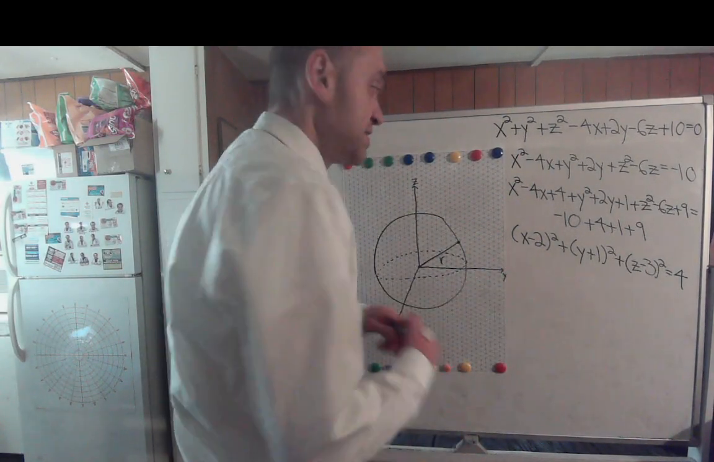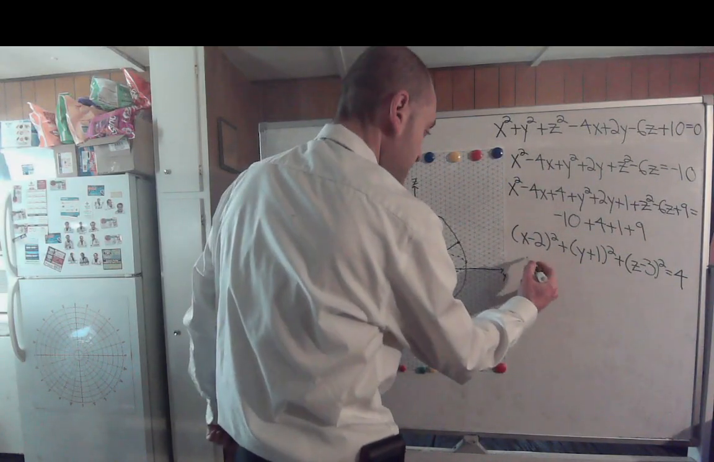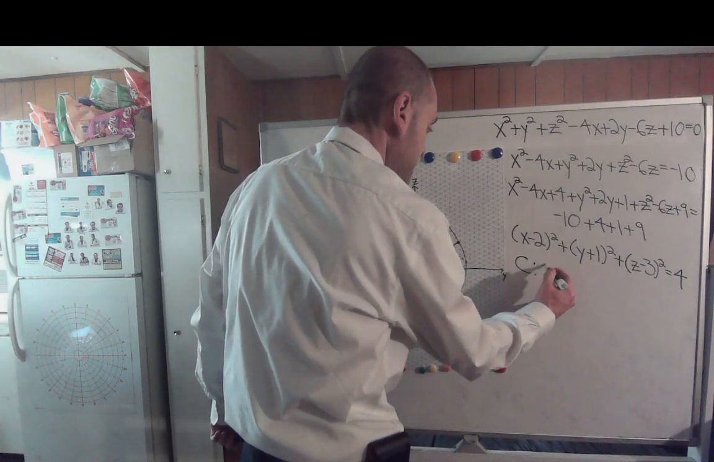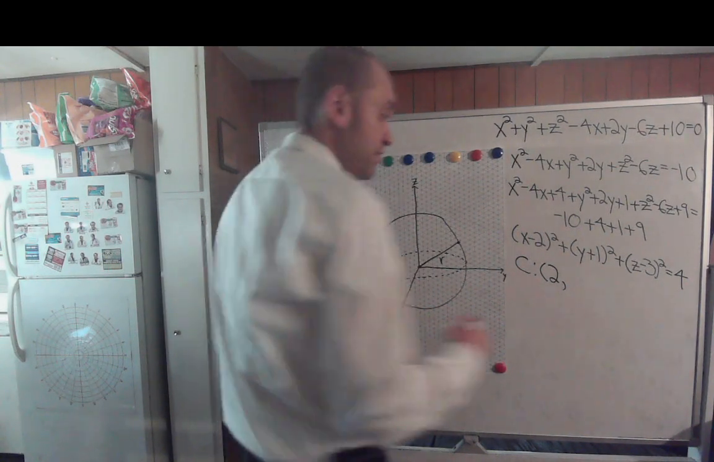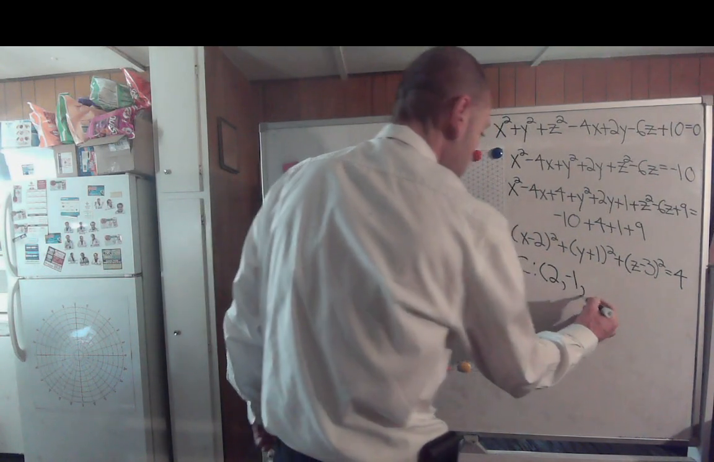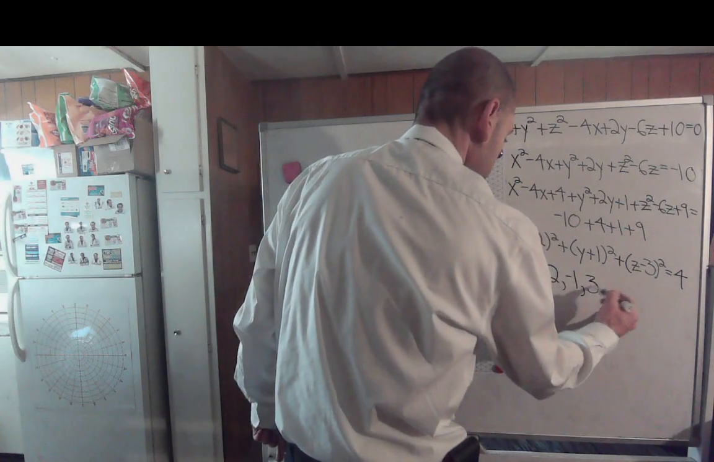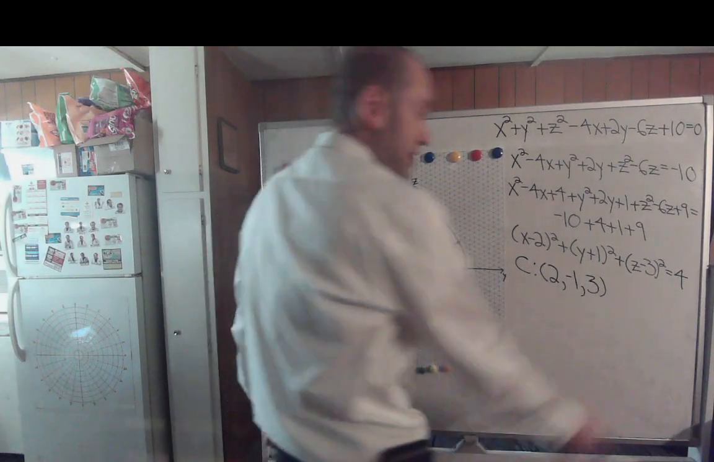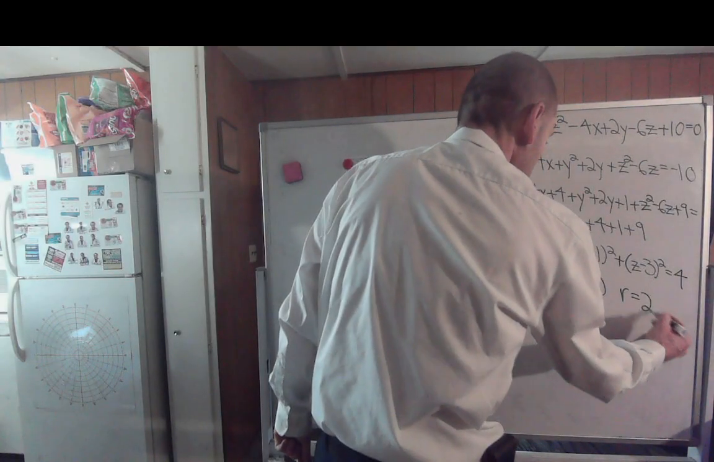Now we can find the center and the radius. X minus 2 equals 0 would give you the x coordinate of the center being 2. Y plus 1 equals 0 would give you the y coordinate being negative 1. Z minus 3 equals 0 would give you the z coordinate being 3. The radius is equal to the square root of that 4, so you have a radius of 2.